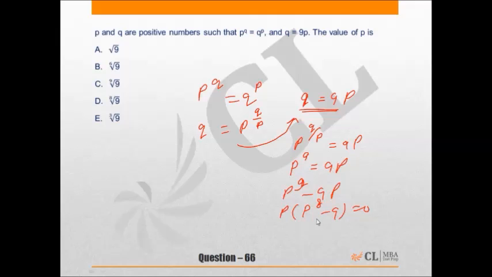Either p can be 0 or p raised to power 8 equals 9, but p cannot be 0 as p and q are positive integers, or rather positive real numbers. So p raised to power 8 will be equal to 9, and from here we get p equals 8th root of 9, which is option D.